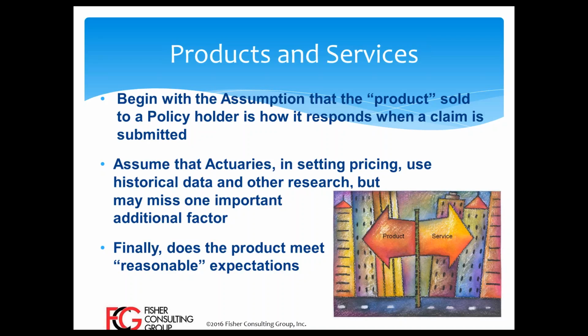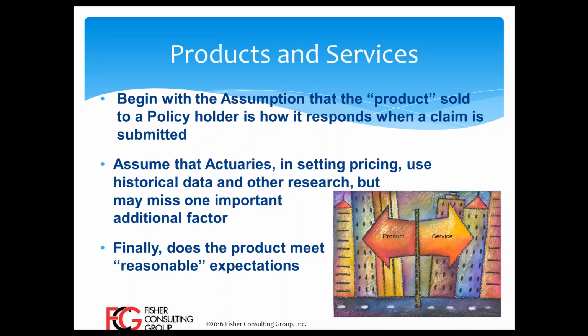First, begin with an assumption that you can see on the screen. The first assumption is that the product sold to a policyholder really is nothing more than how an insurance company responds when a claim is submitted to them. How will that insurance company react? Is it going to become belligerent and adverse with their own policyholder, or are they going to live up to what is called reasonable expectation?